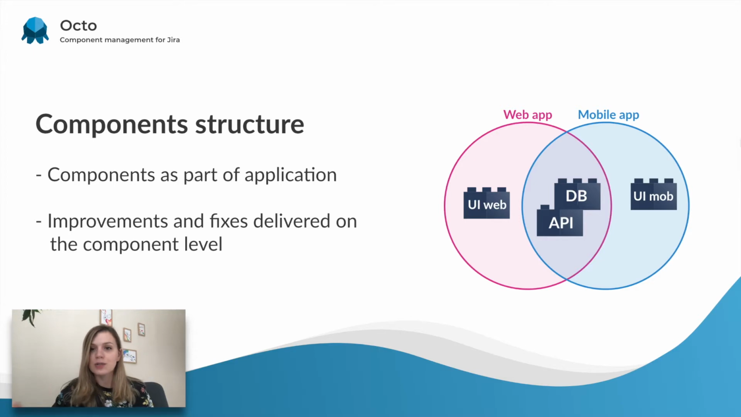Components are usually used in bigger projects and are a great tool to help break down your project into smaller pieces. For example, in an application project, you can have components like a database, APIs, or a UI kit library. Some of the components can also be shared between projects. For example, a UI library can be used in a mobile and web app at the same time. And last, you can link issues to these components to give your projects a meaningful structure.